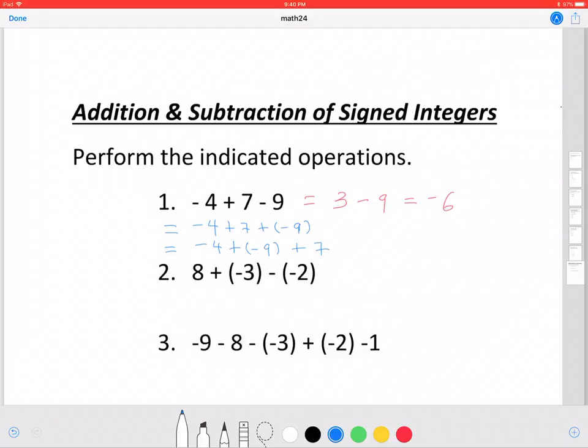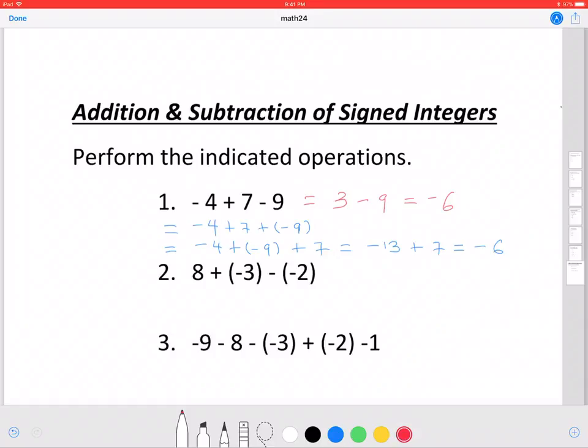The reason why I do that is because it's much easier to do -4 plus -9, because that will give me -13 plus 7. And now -13 plus 7 is the same as doing 13 minus 7, which is 6. But since the 13 is a negative, the answer is -6. Again, either way, we end up with the same result. All right, then let's look at number two.